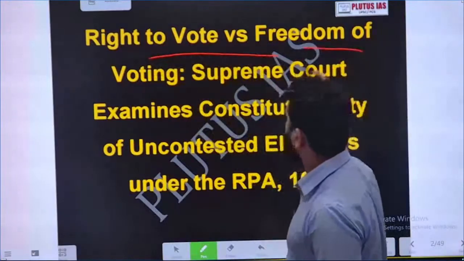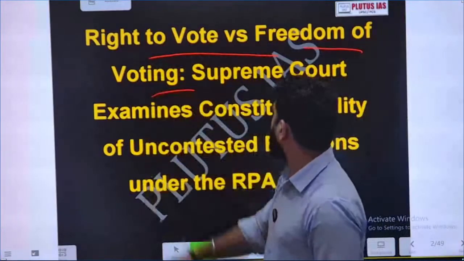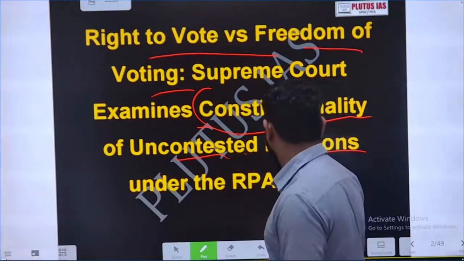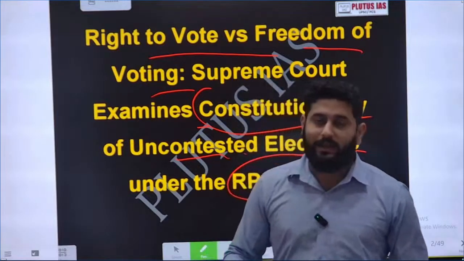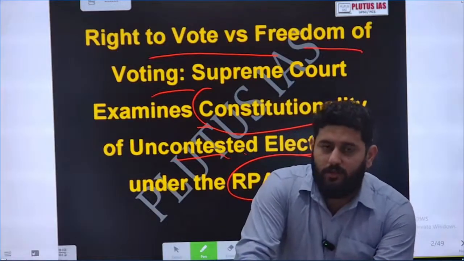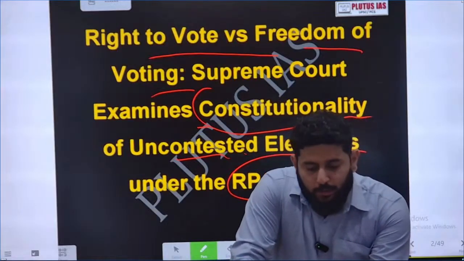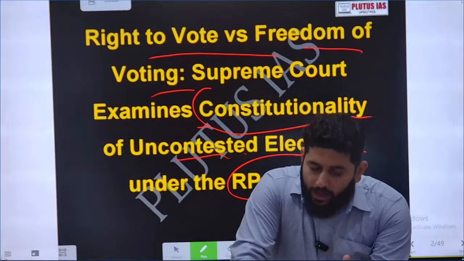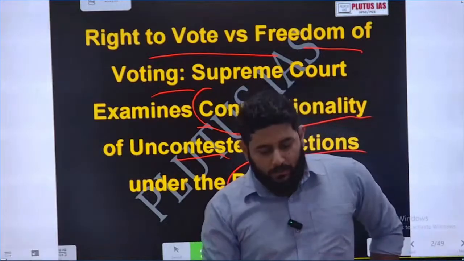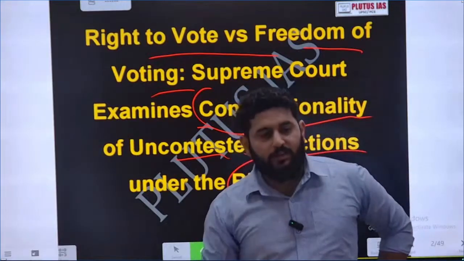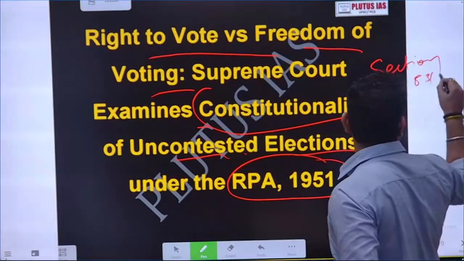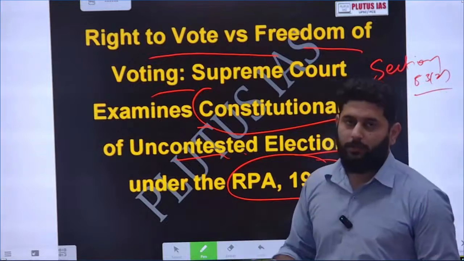Right to vote versus freedom of voting. The Supreme Court examined the constitutionality of uncontested elections under the RPA Act of 1951. Why is this in the news? Because the Supreme Court of India is examining a petition challenging the constitutionality of Section 53, Clause 2.